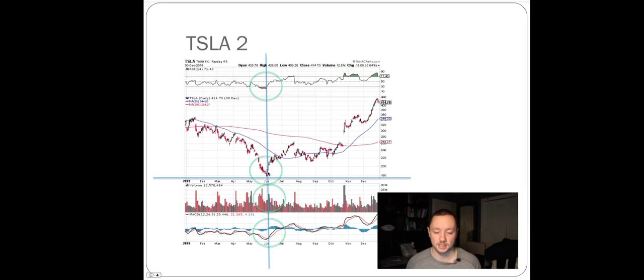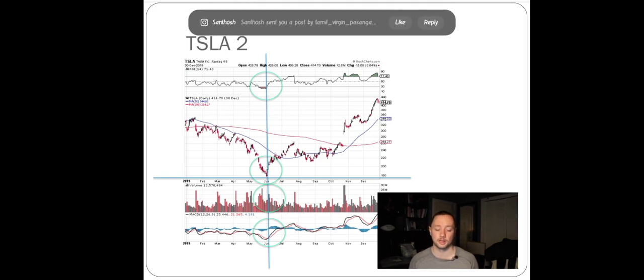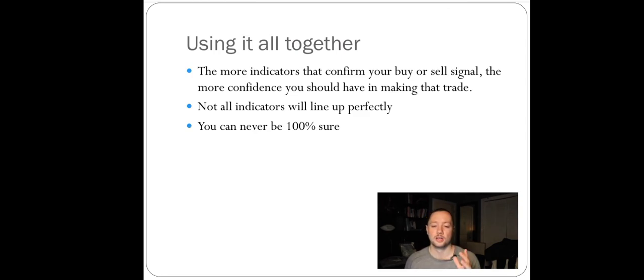Now, as you can see, this type of opportunity only came up basically once this year for such a massive return like this, but these opportunities are happening all the time. So as we keep going, here's the main points. Using it all together, the more indicators that confirm your buy or sell signal, the more confidence you should have in making that trade. So if all 4 of those indicators line up and they say you are good to go, you are set, you should buy this stock, well, you can have a little bit more confidence in your assumption that this stock is going to go up or that it's going to go well.